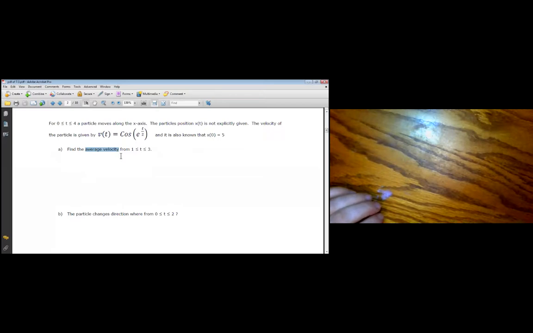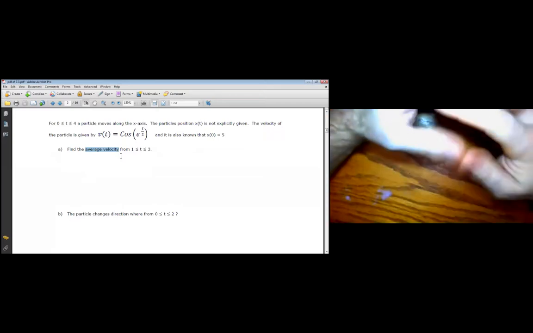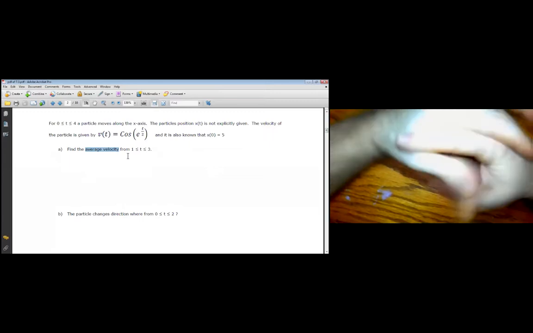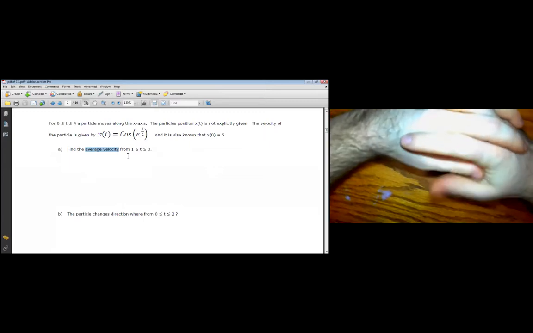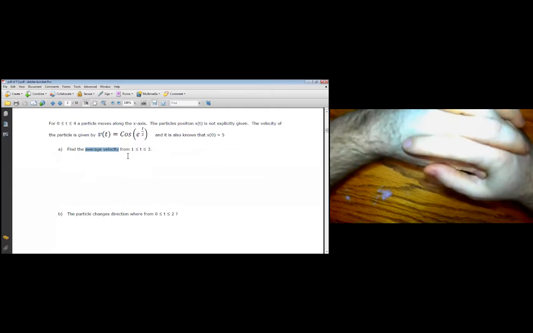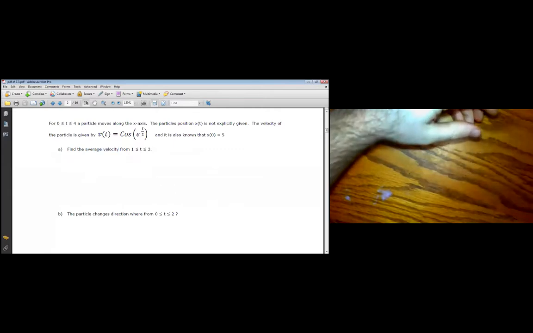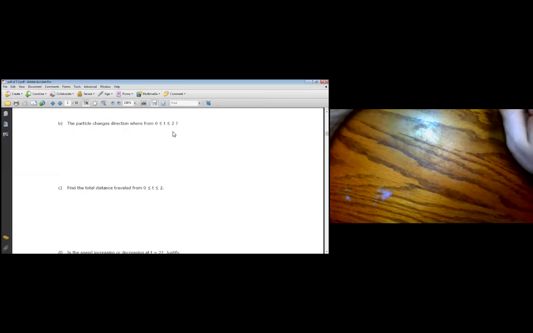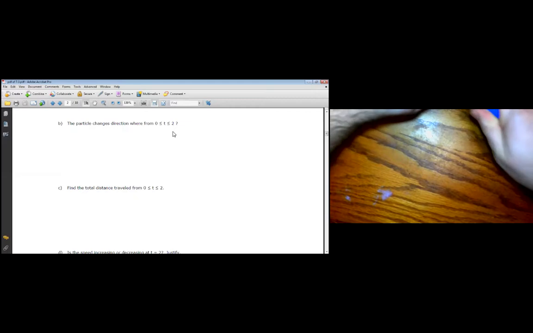Average velocity, literally what we just talked about. So that's going to be 1 over b minus a, 1 over 3 minus 1, times the result of the integral of velocity from 3 to 1 for your bounds, and then you would go through and get an answer. For part B, when does the thing change directions from 0 to 2? First and foremost, set your bounds to 0 to 2, so we're looking at the right thing. And then the particle changes directions when the velocity is 0 and it crosses. So you would find the zeros and see where it crosses.